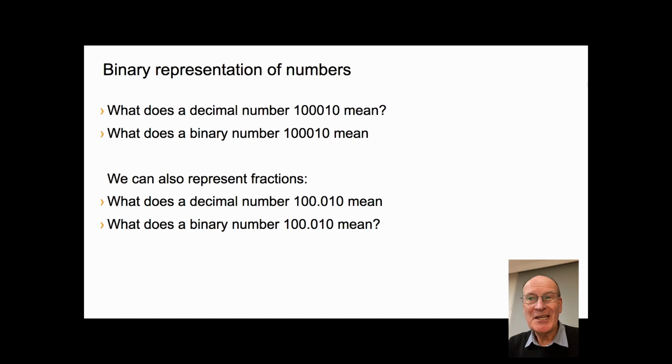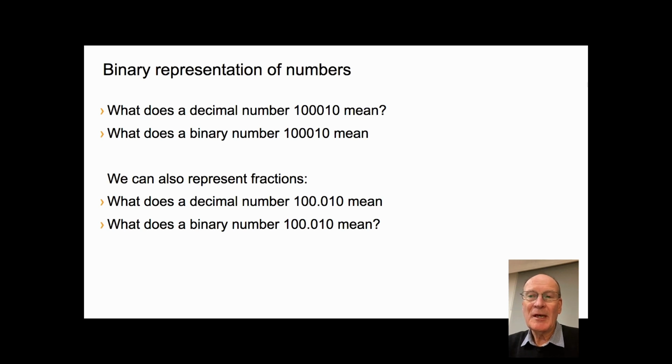So if we look at a decimal number, like this 1,000 10, what does that mean? Well, you know, each position is a power of 10. But if you were to write out the same number and say that's a binary number, in other words, using a base of 2, then what does that number mean? Well, we convert that to decimal by taking all these powers of 2.